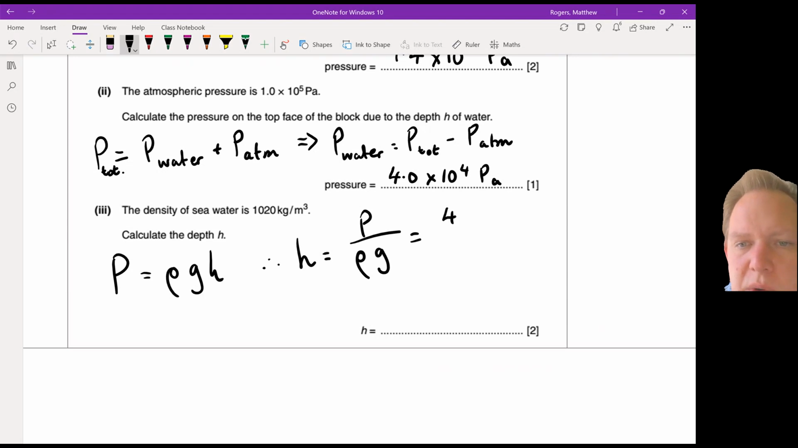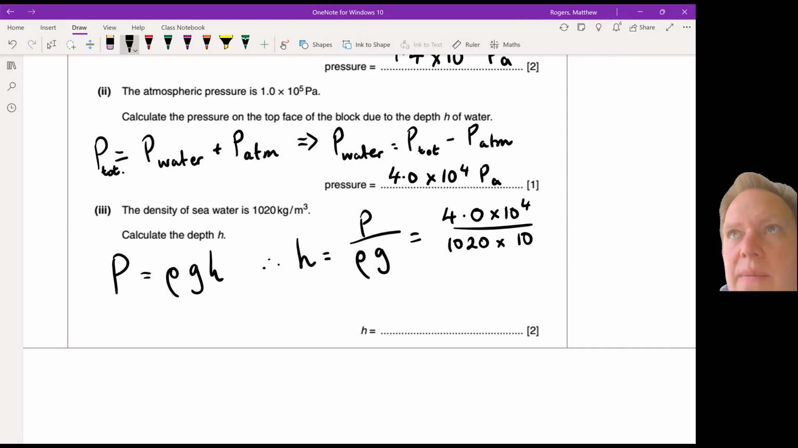So this is 4.0 times 10 to the 4 divided by the density 1020 multiplied by the gravitational field strength, which is 10, which gives us a depth of 4 meters, 3.9 meters, or 4 meters, depending on what value of g you've used.